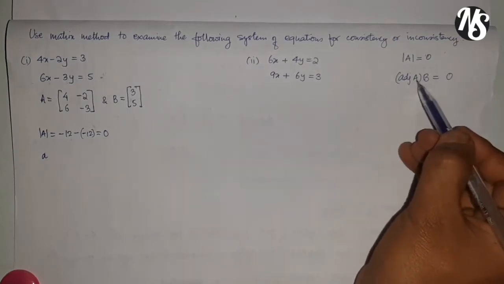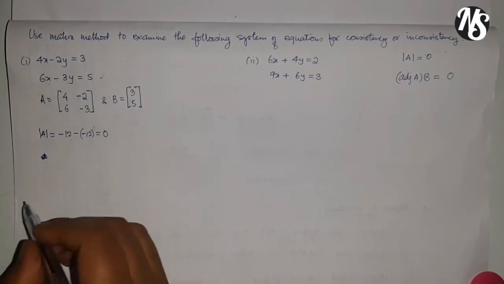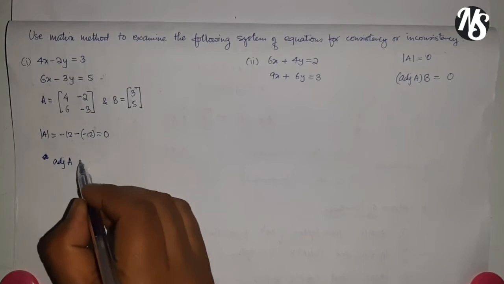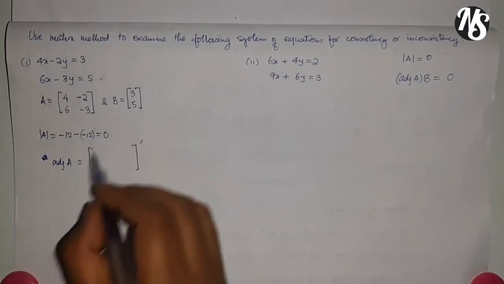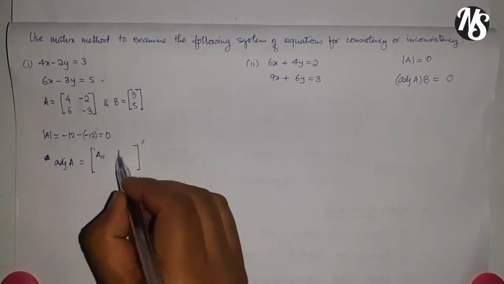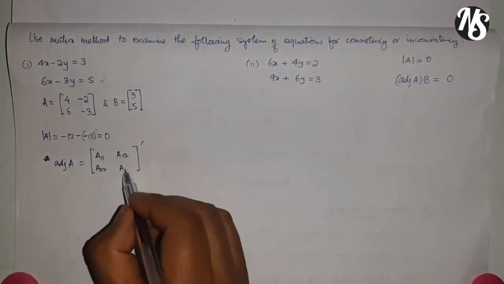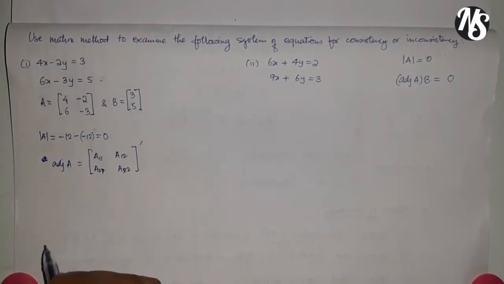So first let's find what is adjoint of A. Now for that you need to find cofactors, isn't it? What is adjoint of A? All of you know adjoint of A is the transpose of the matrix containing these elements, right? Now all these, A11, A12, A21, A22, are the cofactors, isn't it?